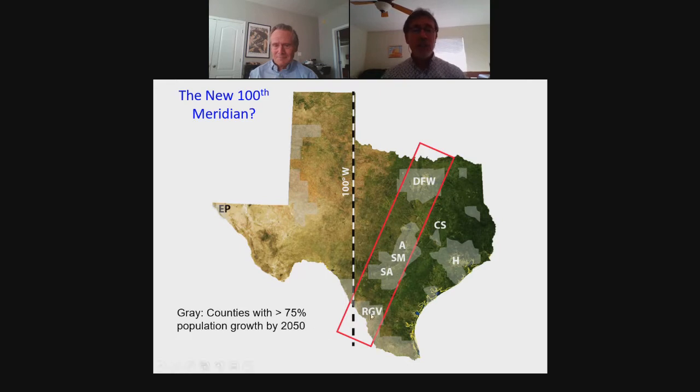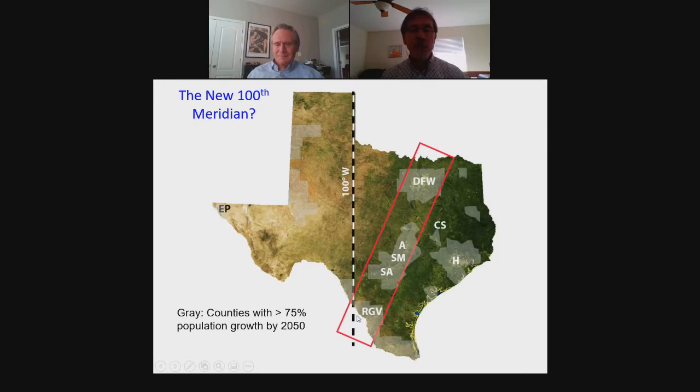And look at this line here from Rio Grande Valley, RGV, San Antonio, San Marcos, Austin, Dallas, Fort Worth. I think Texas has 4 of the largest cities in the country. I think 8 of the fastest growing cities. A couple of years ago, San Marcos was the fastest growing city in the country. That's right between Austin and San Antonio.